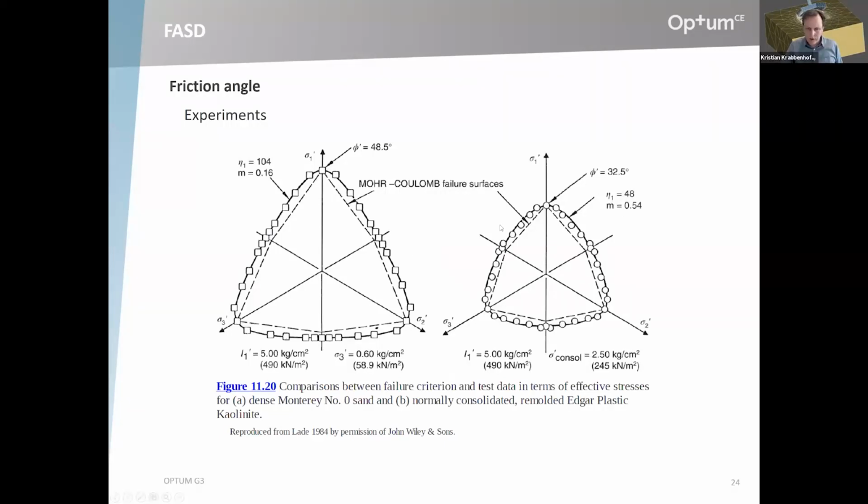So it's the same for clays, by the way. For clays, we tend to use the Tresca criterion. You can see that's not really a very good match. Maybe we should have another webinar about that.